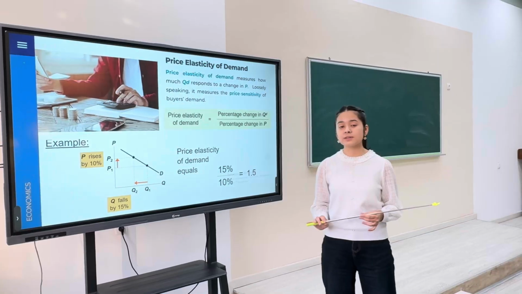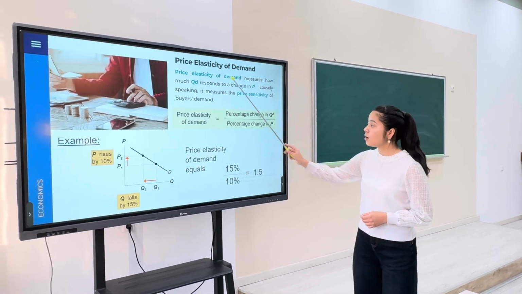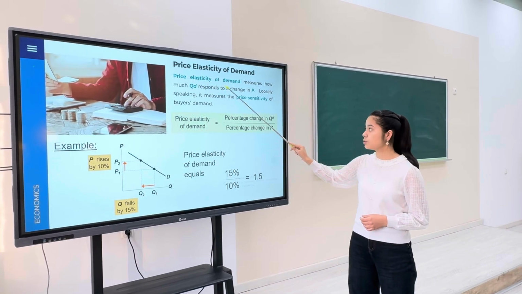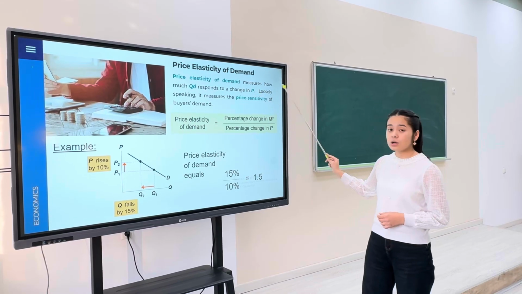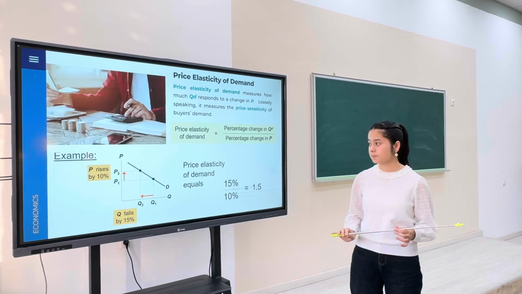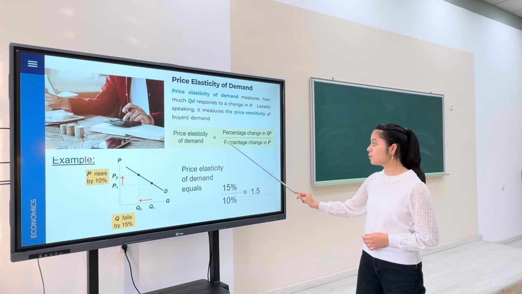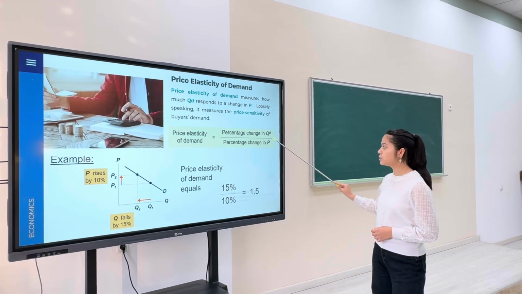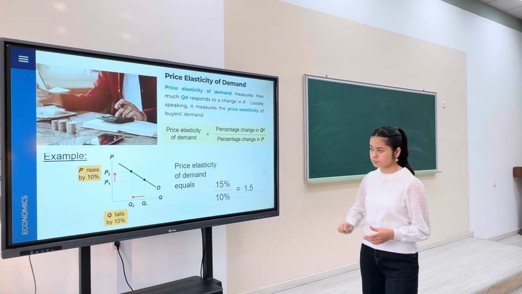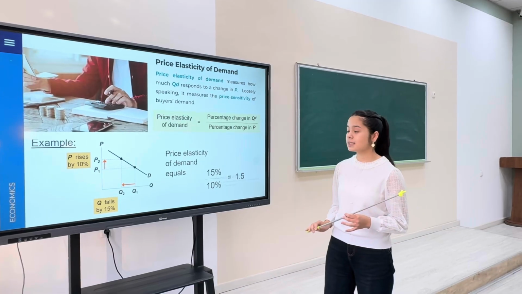The most common type of elasticity is price elasticity of demand. Price elasticity of demand measures how much QD responds to a change in price. Loosely speaking, it measures the price sensitivity of buyers' demand. The formula is: price elasticity of demand equals the percentage change in QD divided by the percentage change in price. To get a clear understanding, we can see it by example.